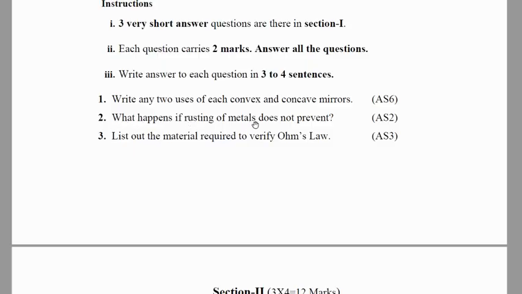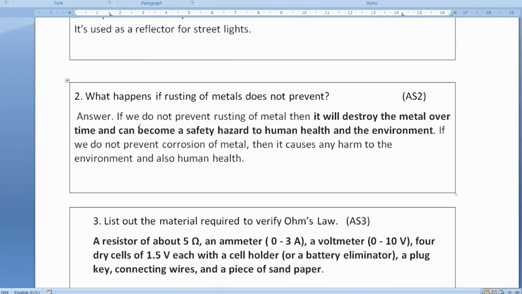Second question, what happens if rusting of metals is not prevented? If we do not prevent rusting of metals, then it will destroy the metal over time and can become a safety hazard to human health and the environment. If we do not prevent corrosion of metals, it may harm the environment and also human health.